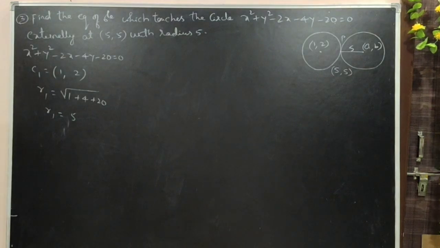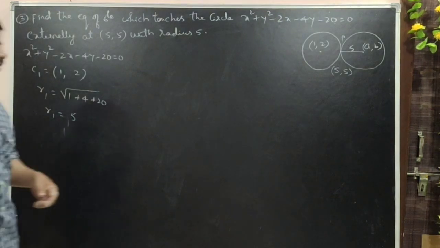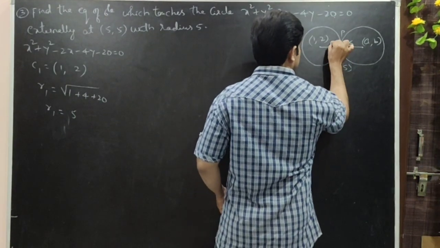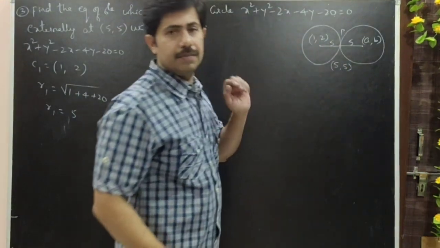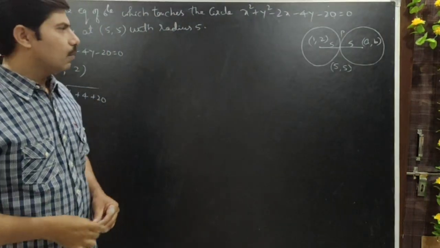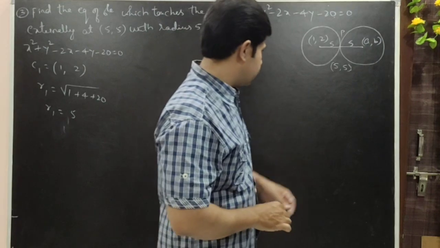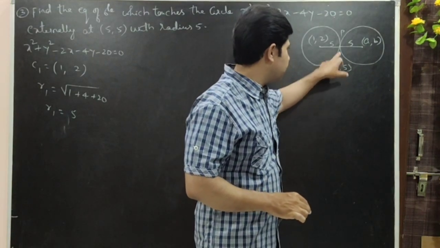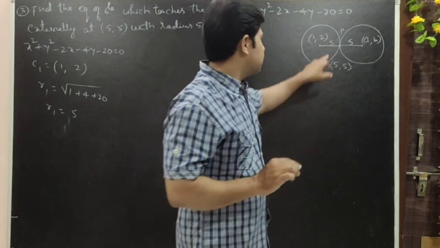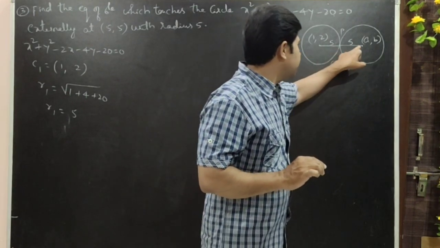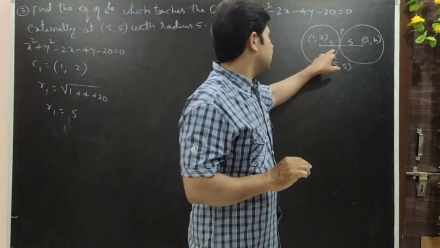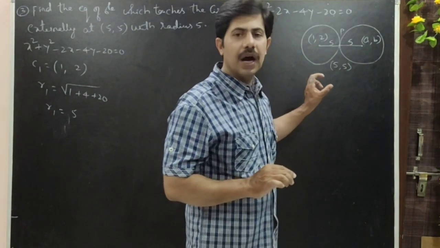So, we have R1 now. Now, after having R1, we locate that R1. So, R1 is 5, and R2 is also 5. Now, the point of contact is 5 comma 5. What is this point of contact called? This point of contact is nothing but ICS. Why is it called ICS? This point of contact lies between the two centers. As the point of contact lies between the two centers, this point is called ICS.